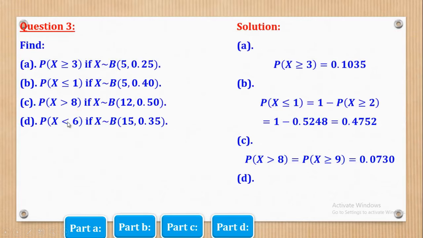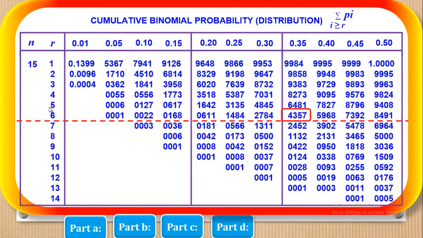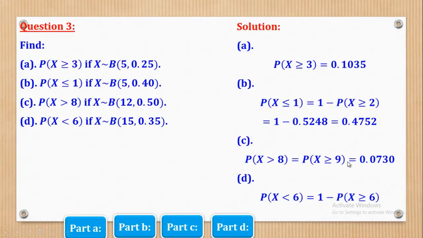Next we shall go to part D. Part D, still we have to express in the form of greater than or equal to. So this one is the same as 1 minus probability of x greater than or equal to 6. So r is 6, n is 15, p is 0.35. The probability is 0.4357. Therefore, you say that this one is 0.4357, and when I subtract, I come up with 0.5643.